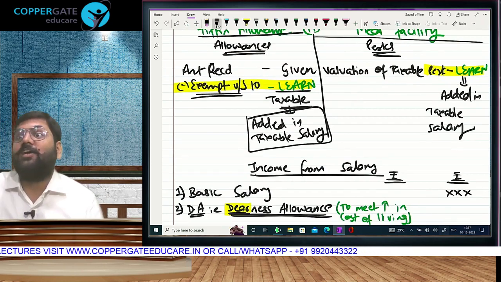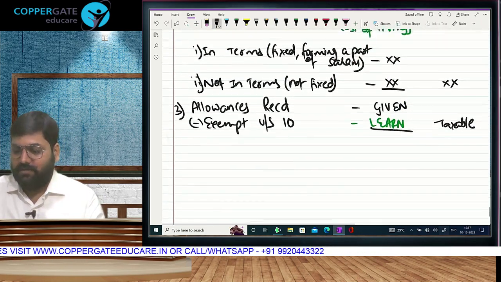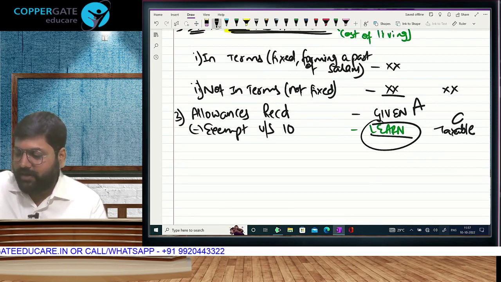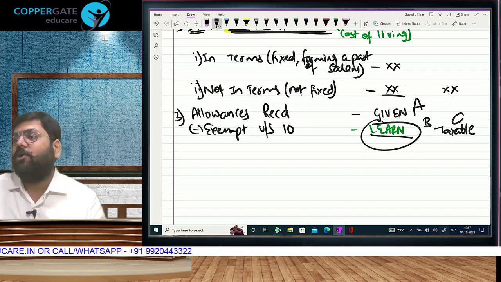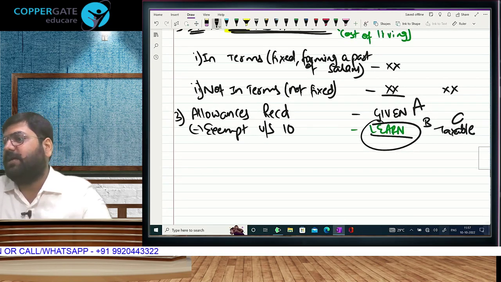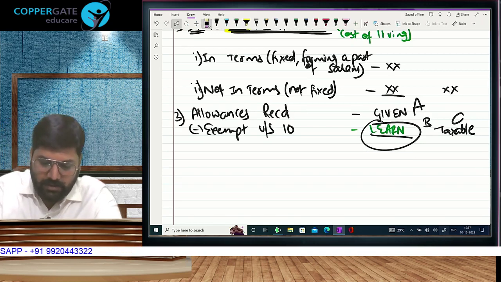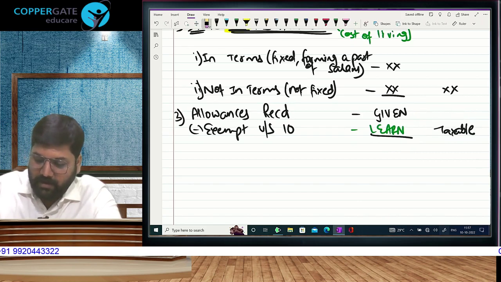So, can you see? This is what I am asking you to do here. But my teaching part will be the exemption part. Teaching part will be this. Question will give you A. You are interested in C. How to find out B, I will teach you. Because A minus B equals C, that amount which you are supposed to find out. Right? Chalo. So we will learn that allowance part.